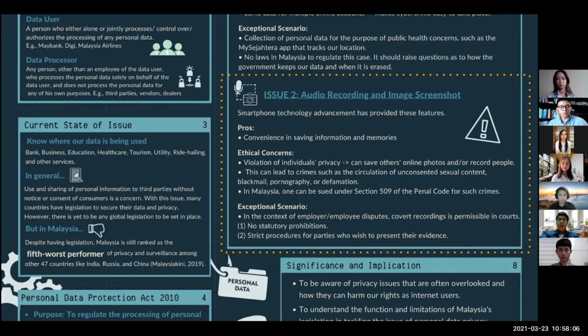For example, last year, 4 women had lodged police reports after their photos and videos from Instagram were circulated without their consent on Telegram. Besides that, there are also cases of blackmailing where perpetrators threaten to leak the victim's private information online. Thankfully, there's a law in Malaysia, namely Section 509 of the Penal Code, which can be used to sue the perpetrators.